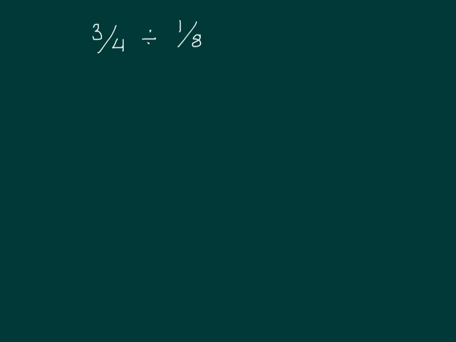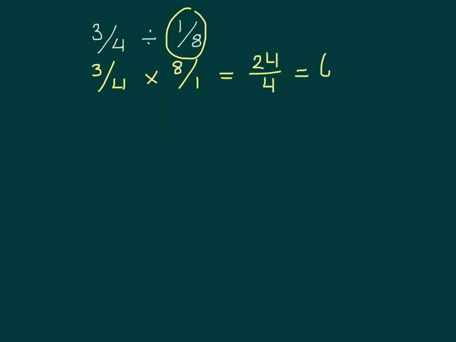model. So we would go 3/4, and we have to flip or use the reciprocal of our second fraction and multiply it. So we would have 8/1. And multiplying denominator by denominator and numerator by numerator, we would have 24/4. And if we divide that, we get 6. Now let's see if we can check our answer using our model.